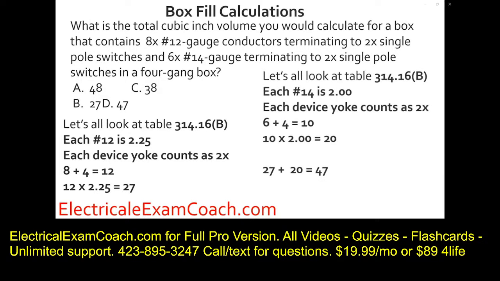Now we just do the same for the leftover devices. We have our 6 original conductors, and we have 4 more based off of our count, because remember, it's based off the largest wire that terminates to that device. We take and bear that math out, total the 2 together, and end up with 47 cubic inches. Let's get to it.